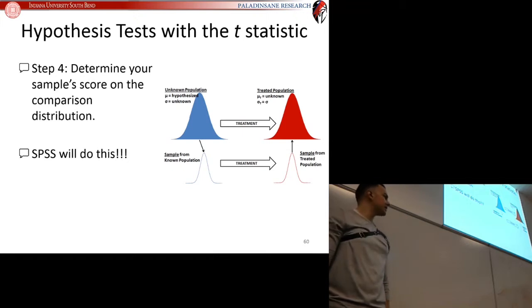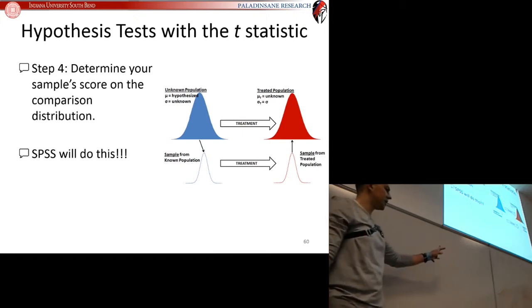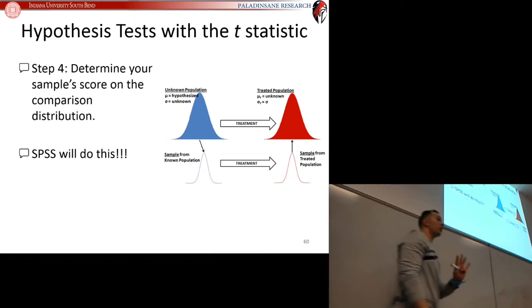All right, next part. We need to determine where our sample is on this distribution. We know that our sample has a mean of 15.3. But notice that this is the transformed distribution. This is the comparison distribution, and it got transformed so it has a mean of 0. We've got to transform our sample mean as well.